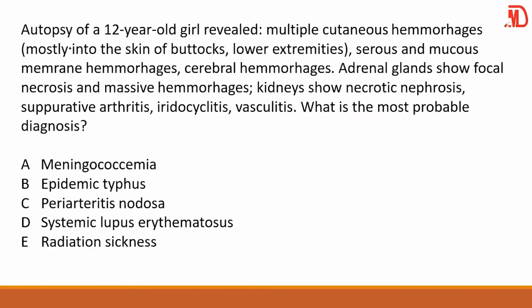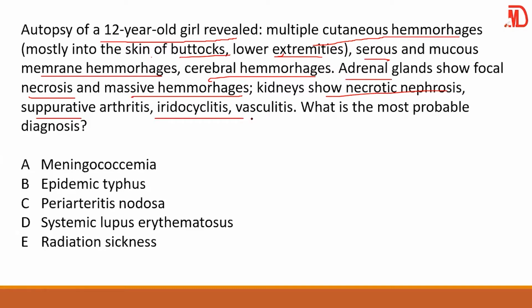So we have an autopsy of a 12-year-old girl that revealed multiple cutaneous hemorrhages, mostly into the skin of the buttocks and the lower extremities. There are serous and mucous membrane hemorrhages, cerebral hemorrhages, adrenal glands showing focal necrosis and massive hemorrhages. The kidney shows necrotic nephrosis, suppurative arthritis, iridocyclitis, vasculitis. What are you thinking about?